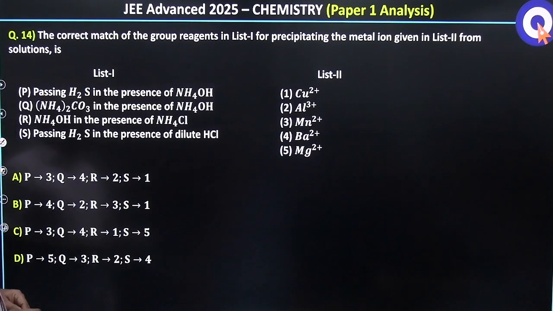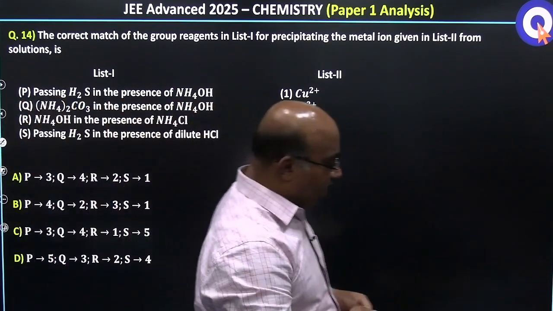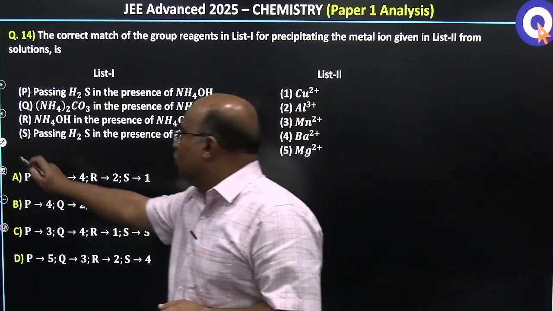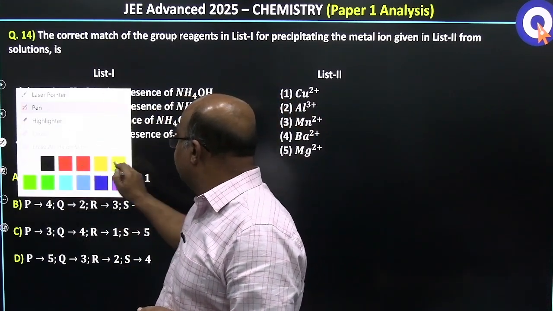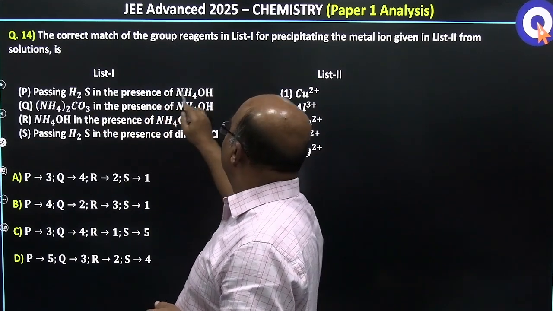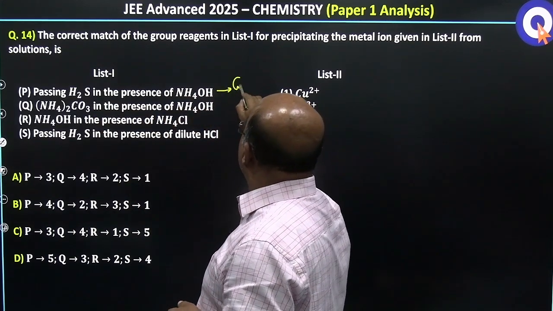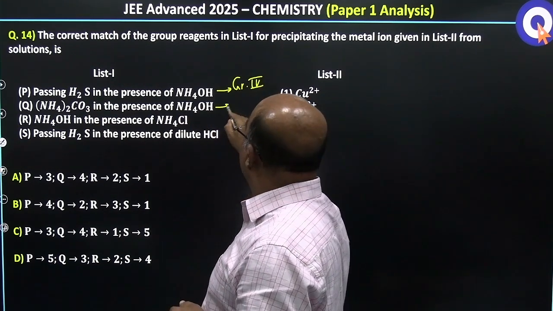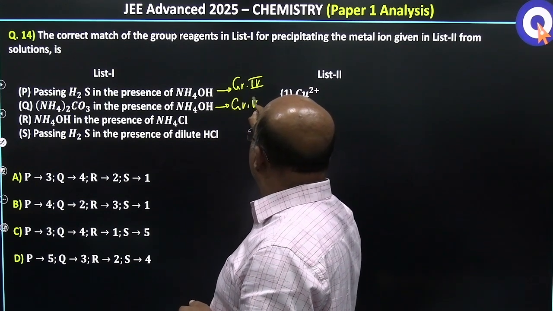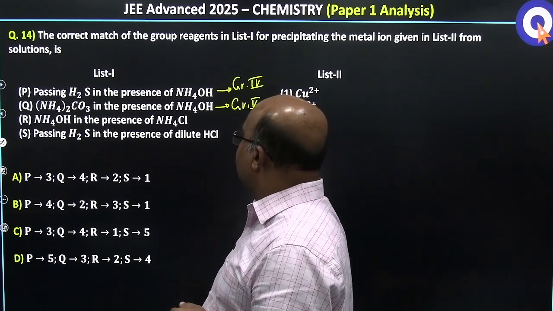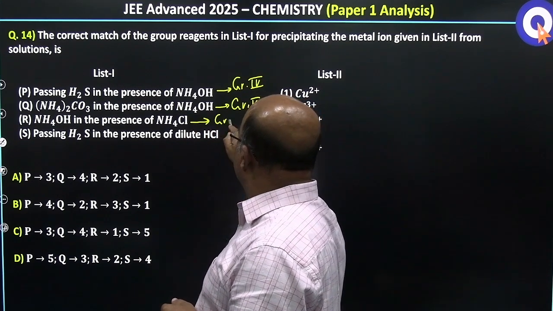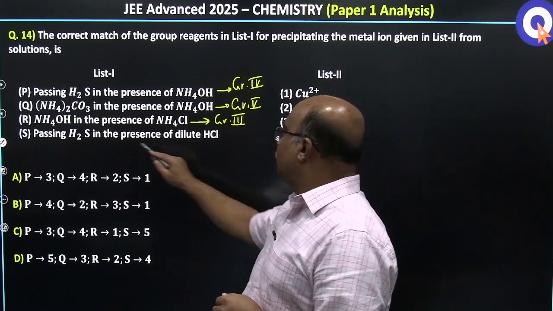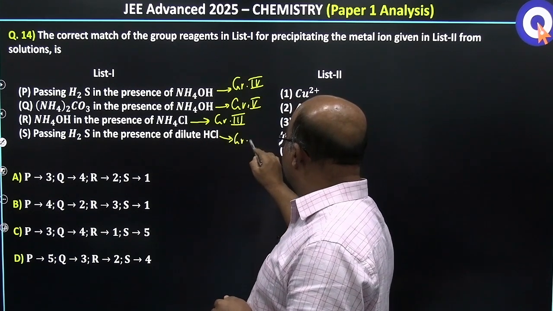This is another one directly from inorganic qualitative analysis, the direct question. It's the group reagent simply. Suppose you consider the reagents, whatever is given in the list 1. H2S is passed in presence of ammonium hydroxide, we say it is a group 4 reagent. Ammonium carbonate is added in presence of ammonium hydroxide, alkali condition, it is group 5 reagent. Ammonium hydroxide in presence of ammonium chloride is the group 3 reagent for the cation analysis. H2S is passed in presence of dilute HCl is group 2 reagent.